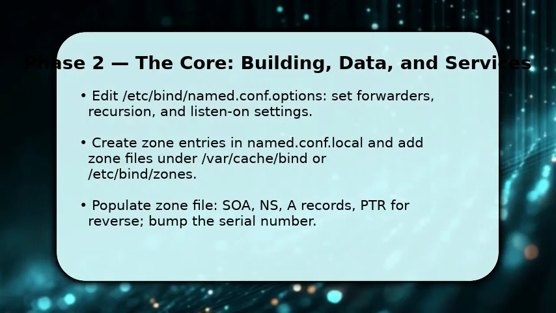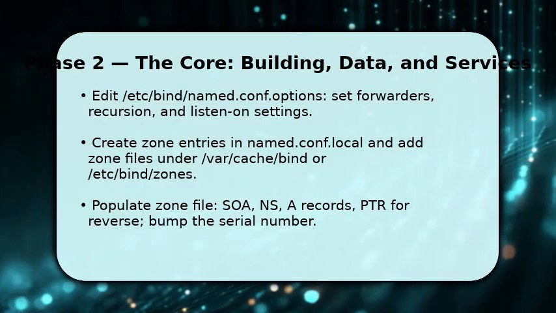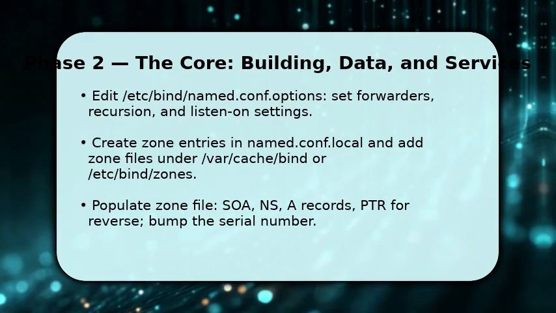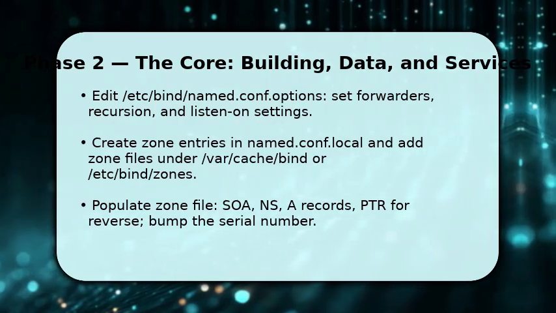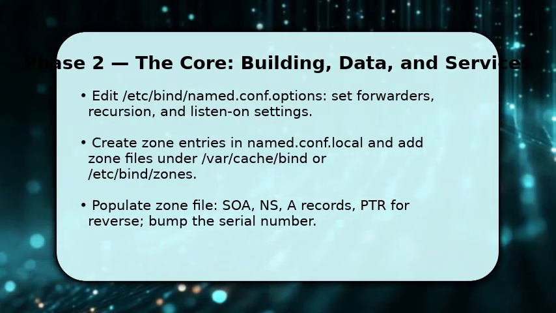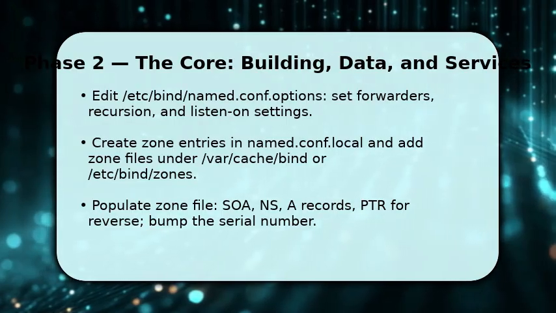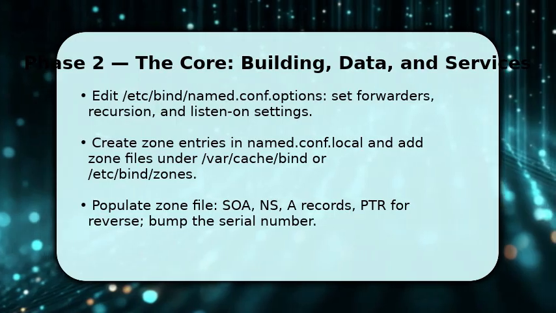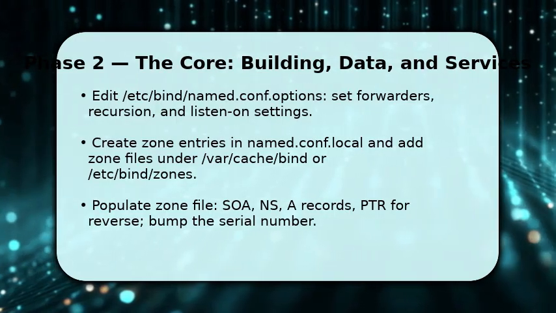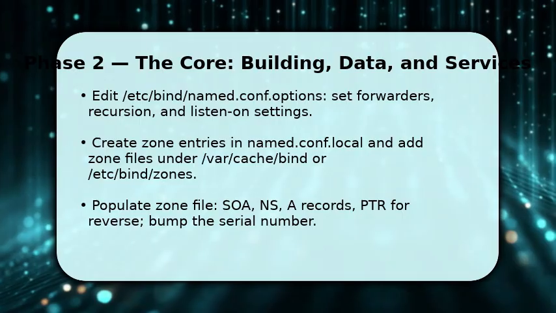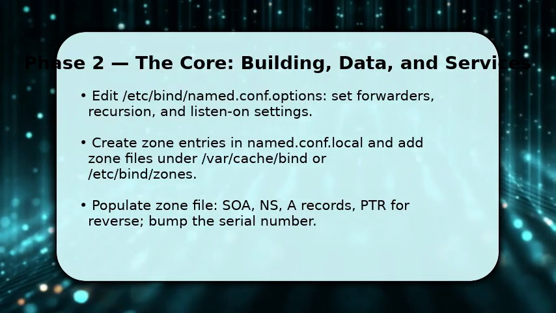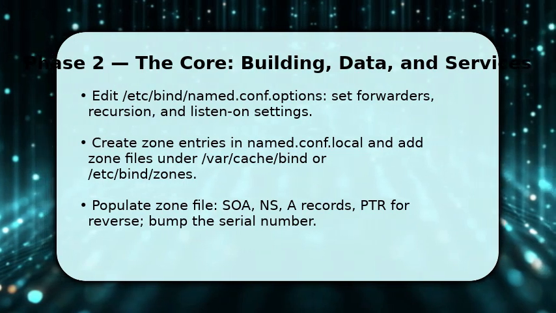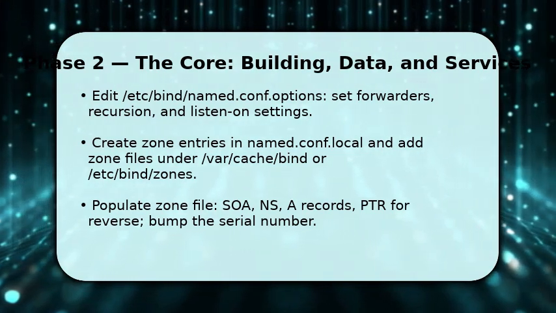You will now edit the BIND configuration. Open named.conf.options and specify forwarders and recursion policies and set listen-on to the server IP. Then add zone stanzas in named.conf.local linking to your new zone files. Create the forward and reverse zone files with an SOA, NS records, A records, and PTR records for reverse lookup. Remember to increment the serial each change. Once files are in place, use named-checkconf and named-checkzone to validate syntax before starting the service.